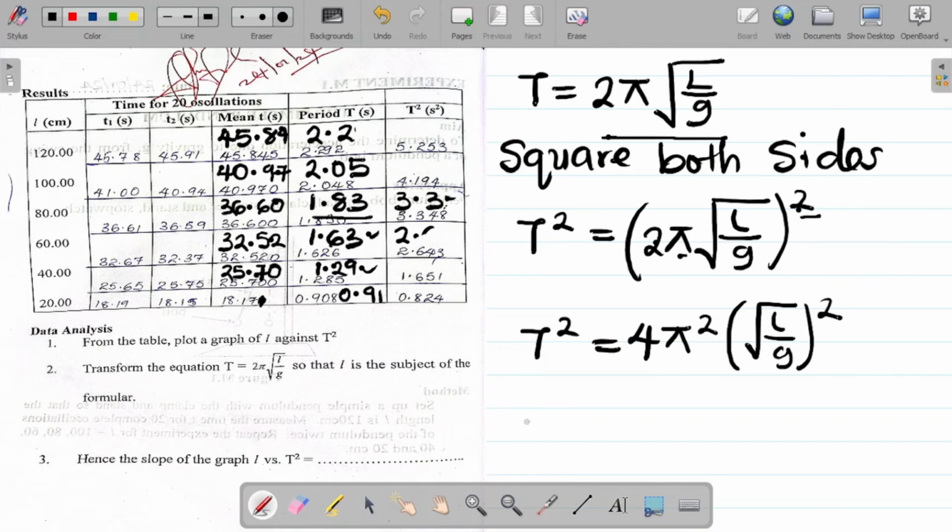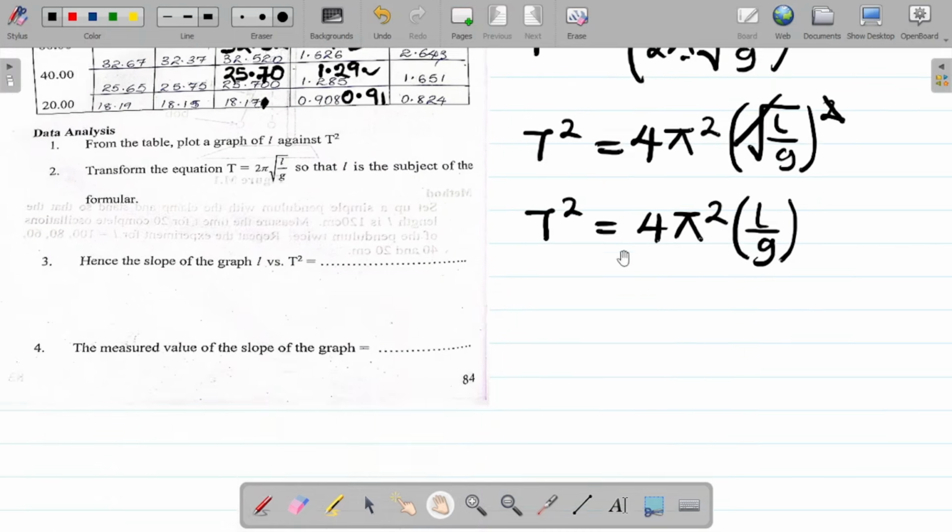Alright, so from here, we'll have that t squared is equal to 4 pi squared. The square root cancels the square, I'm left with L all over G. So we have to find the value of L. So let's proceed. We're not done yet.